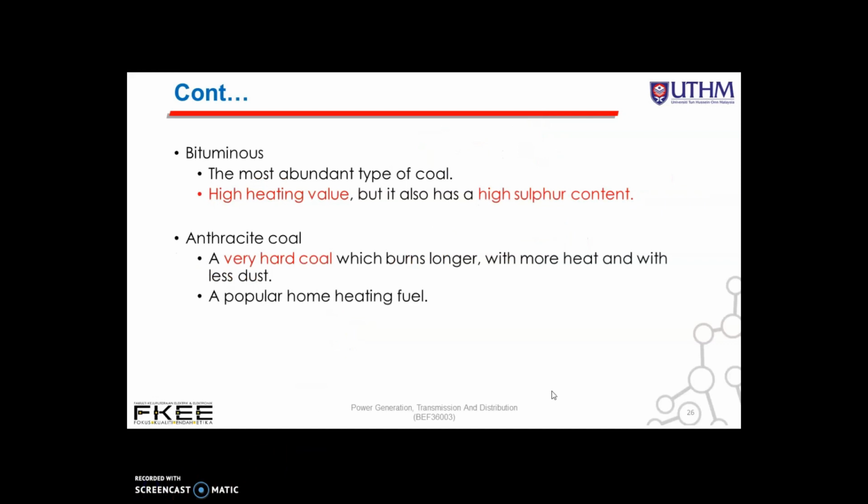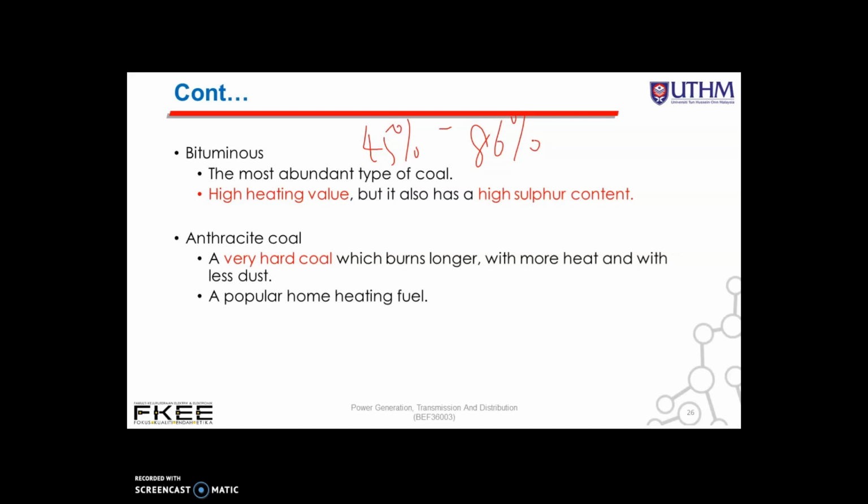Next is the bituminous coal. Bituminous coal contains about 45% to 86% of carbon, and it is the most abundant rank of coal. It has a high heating value, but it also has a high sulfur content. Bituminous coal is used to generate electricity, and it is an important fuel and raw material for making cooking coal or used in the iron and steel industry.